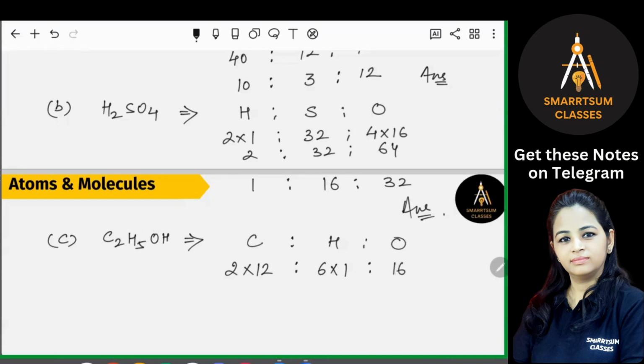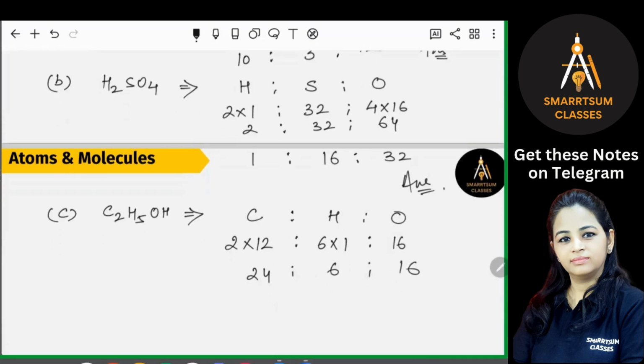Is that clear? Right? Now this will become 24 is to 6 is to 16. Now we can convert this into the simplified ratio, right? Divide all of them by 2. So this is 12, 3, and 8. Okay. So the ratio by mass of the combining elements in C2H5OH is 12 is to 3 is to 8, right?